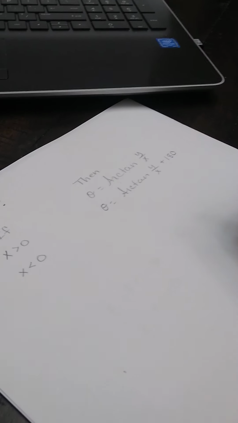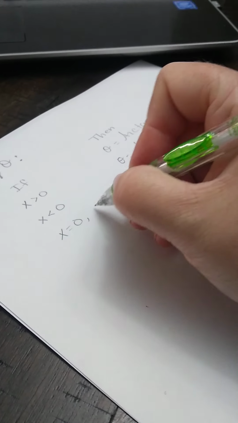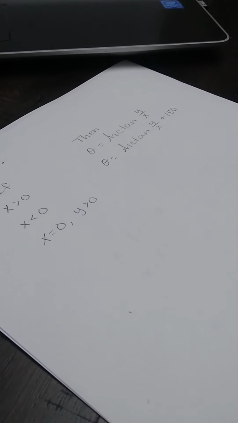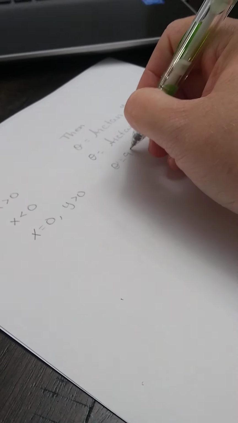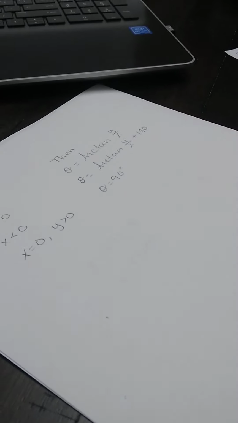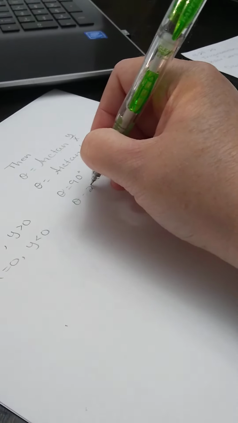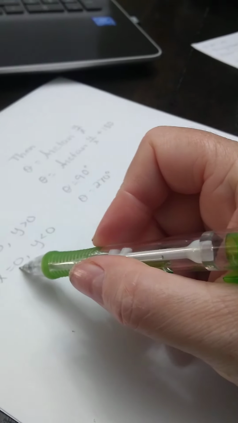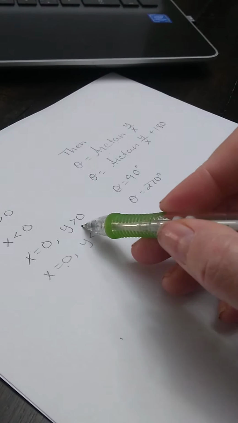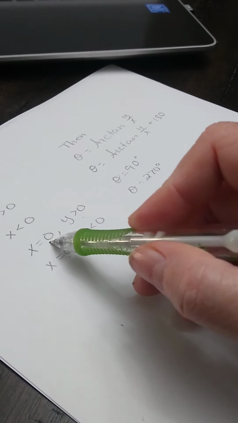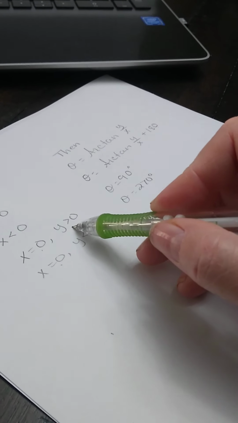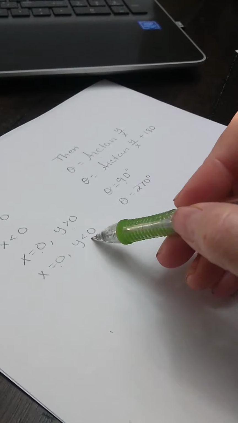get your theta. All right, if x equals 0, then you have to go to the y and look at y. If y is greater than 0, then theta is 90, plain and simple. If x equals 0 and y is less than 0, or negative, then theta equals 270. Which makes sense because if x is 0, we're on the y-axis. If y is positive, the positive y-axis is 90 degrees. The negative y-axis is 270 degrees, so that makes sense.